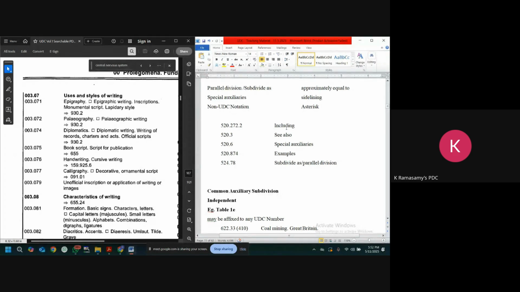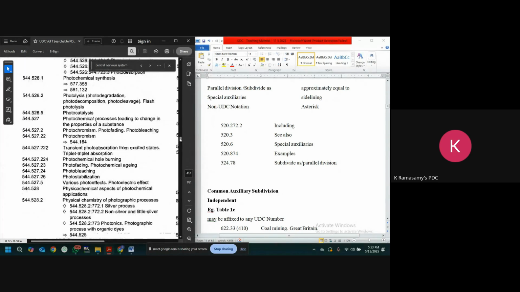For example, I have shown you this square. You can see on the screen, epigraphy, one square including epigraphical writing, inscriptions, monumental script, lapidary style. For all these things, the same number, 003.071. This is a square type. And this is called a book script. If you want, you can see this also, double arrow 655. I'll give you an example for this subdivision, which I have not shown you. I'll show you.